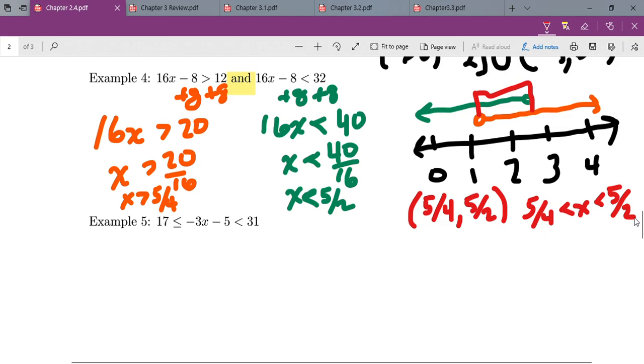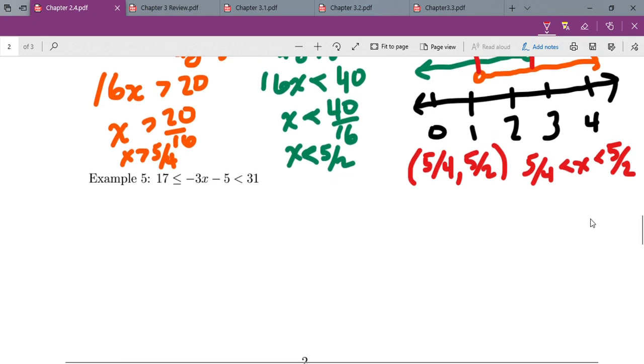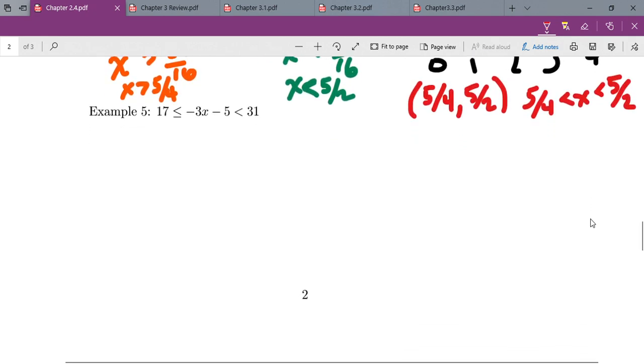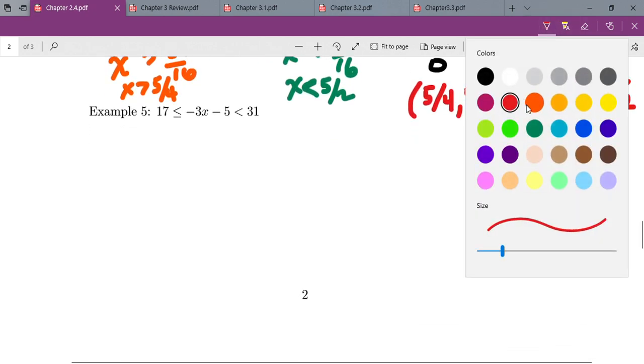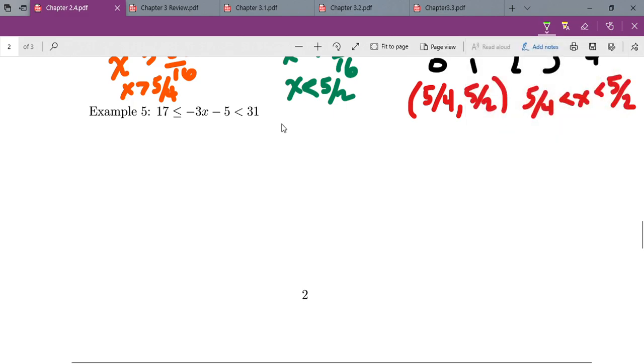Okay. Now you've got to be careful with these, because you can't always manipulate these back into this style of statement, but sometimes you can. Let's look at example 5. Example 5 is a double inequality. We've got 17 less than or equal to negative 3x minus 5, which is less than 31.